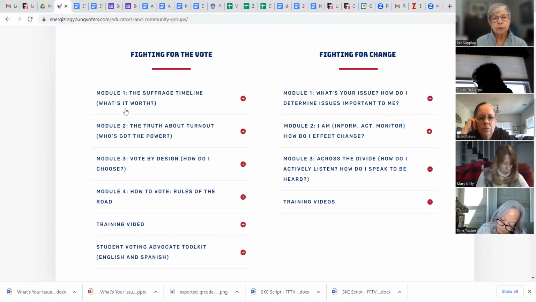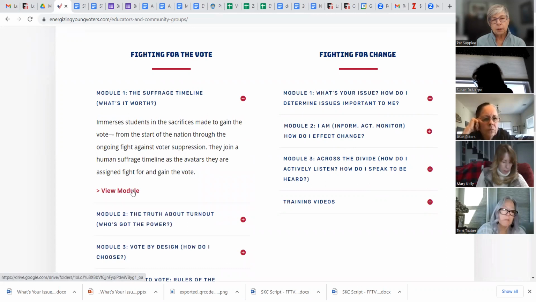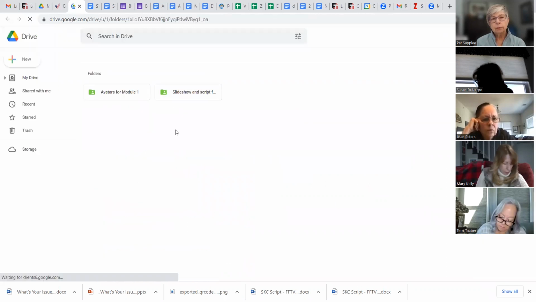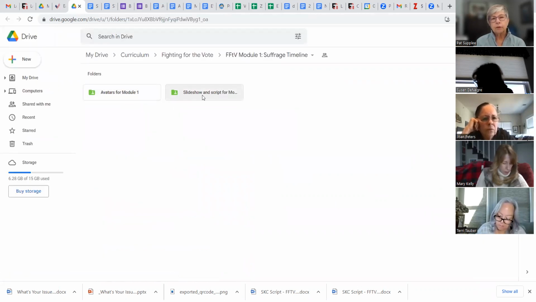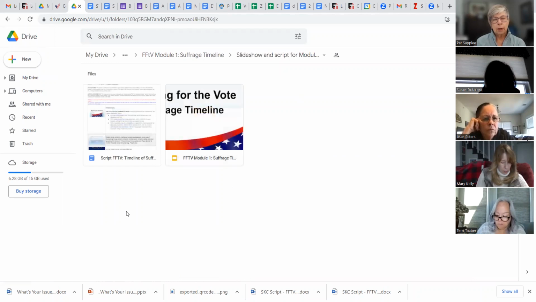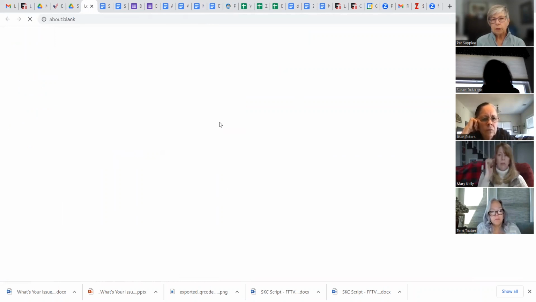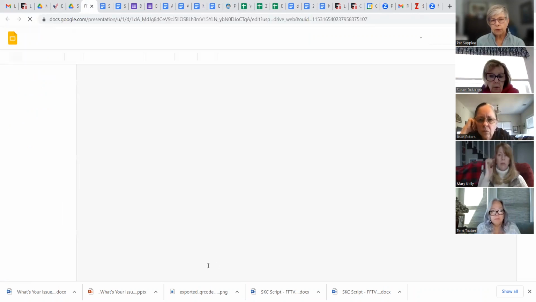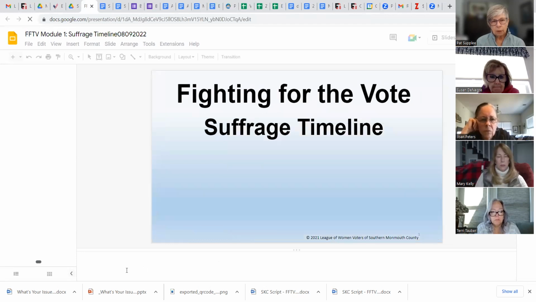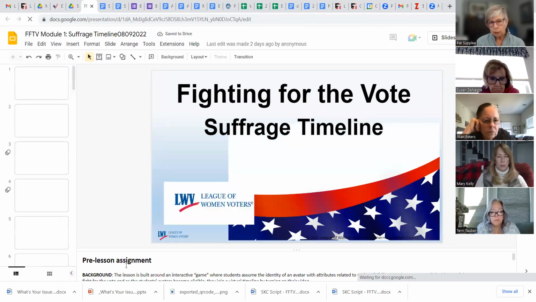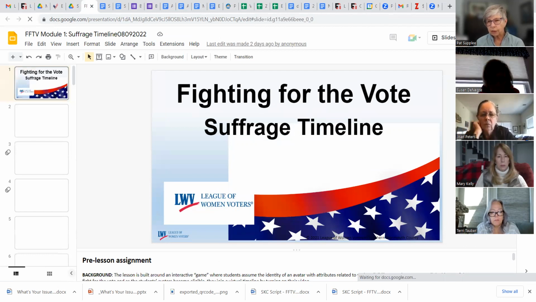Okay, so the suffrage timeline is the first here. You click on the plus, you click on the view module, and you have 2 things available to you. The slideshow and script come up. If you do the slideshow remotely for anybody, the teacher's notes or the presenter's notes can be found below the screen so that you can use the presenter mode.